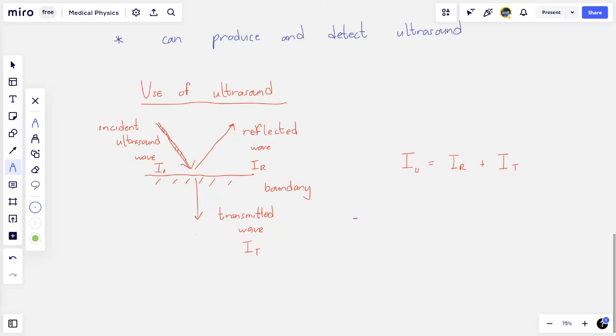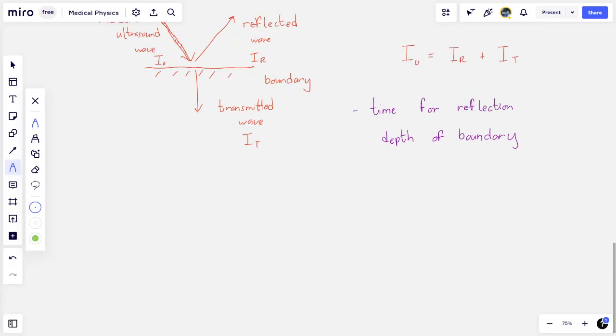The first amount of information comes from the time. The time it takes for reflection to come back to us. So the time for the reflection to be detected by the transducer tells us the depth of the boundary, how deep the boundary is inside the body. So it can tell us exactly how far the wave has traveled, and that makes sense. If it takes longer, the wave has traveled further. If it's shorter, the wave hasn't traveled that far, and so we know how deep the wave has gone in.